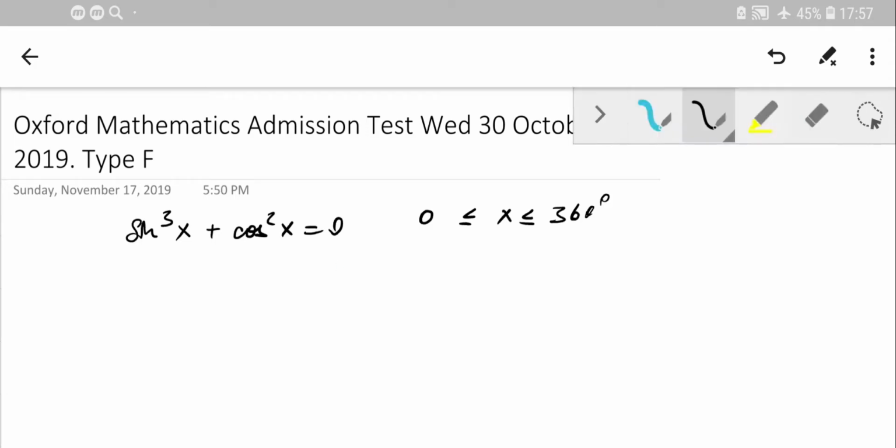Okay, so here we're just discussing explanations. We have sine cubed x and cosine squared x equals 0, while x is between 0 and 360 degrees.